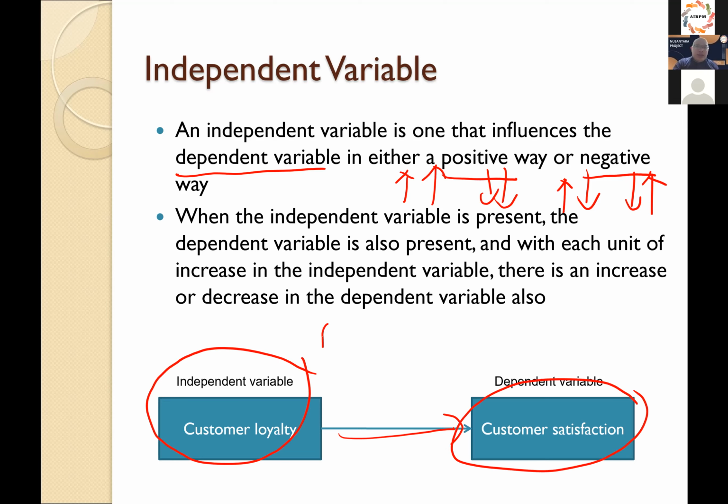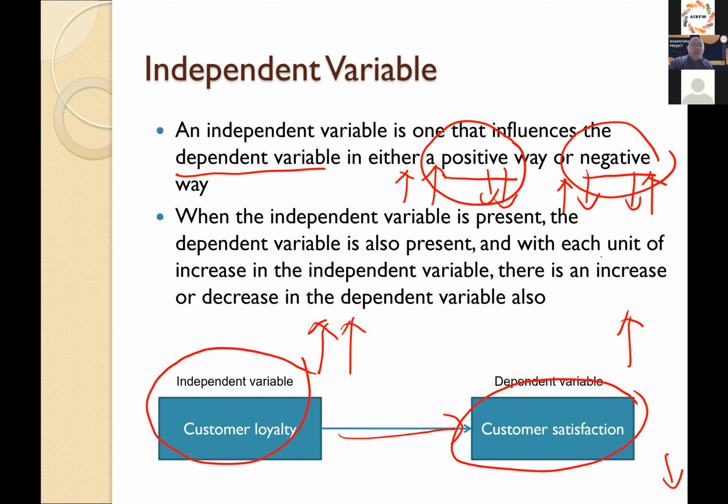So if a customer is loyal to the product or the company, then they have more satisfaction. In that case, it is actually a positive way. But if this is going up and the other is going down, then it becomes negative, a different direction. So you need to identify what type of direction they actually are. When the independent variable is present, the dependent variable also needs to be present. Otherwise, you've got nothing to test, isn't it?